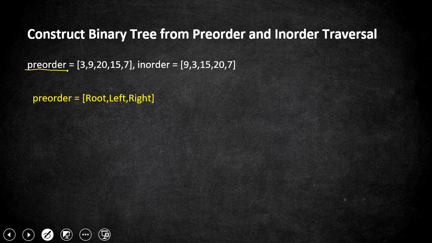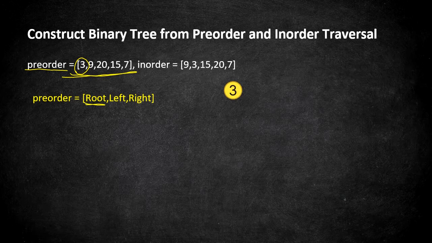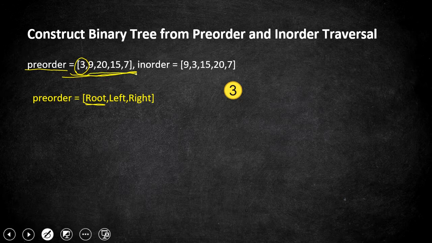Now if you consider this preorder traversal and try to construct a binary tree, we know the very first node is going to be the root node of our tree. Directly we can put 3 as the root node. The rest of the integer values in the preorder traversal array are going to be the left and right subtrees of our root node.